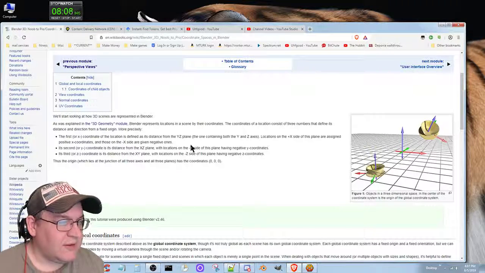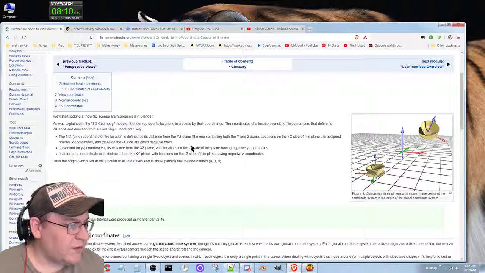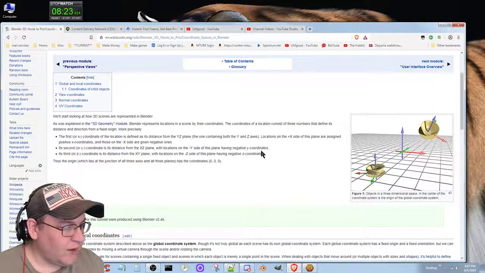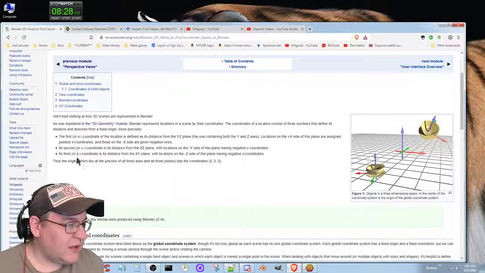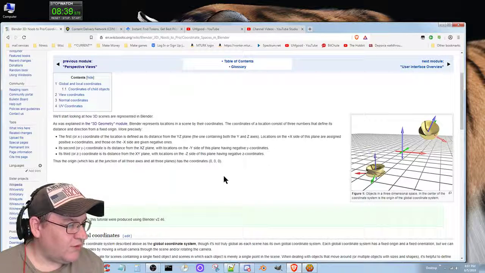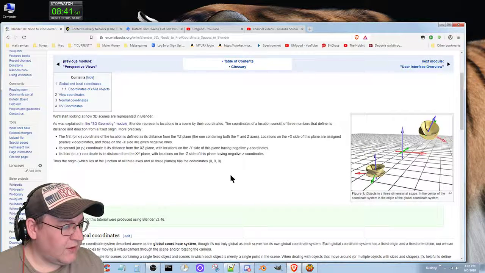Locations on the positive x side of this plane are assigned positive x coordinates. Those on the negative x side are negative ones. Its second, or y coordinate, is the distance from the xz plane. The locations on the negative y side of the plane have negative y coordinates. Its third, or z coordinate, is its distance from the xy plane, with locations on the negative z side of this plane having negative z coordinates. Thus, the origin, which lies at the junction of all 3 axes and 3 planes of the coordinates, is 0, 0, 0.